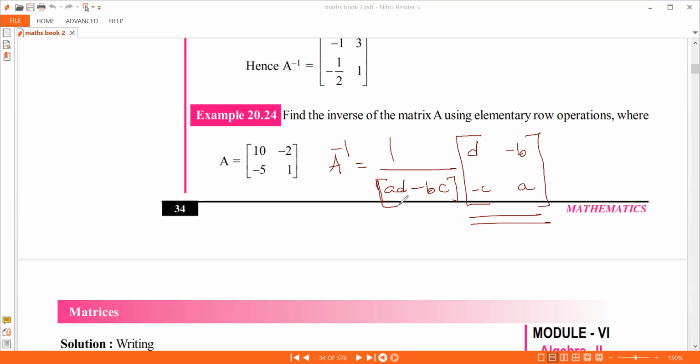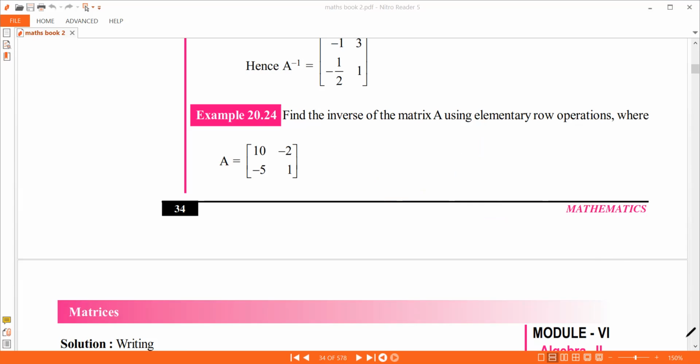So how do you find the determinant for a 2 by 2 matrix? It is simply AD minus BC. And the inverse exists if the determinant is non-zero. If the determinant is 0, the inverse will not exist, and it is called a singular matrix. This much you keep in mind. Initially, this much is sufficient. Later on, we can move on and do the procedures. So we'll see the next.